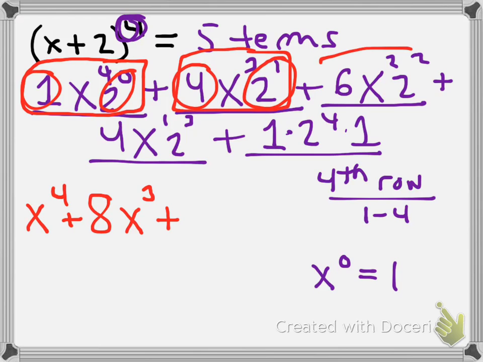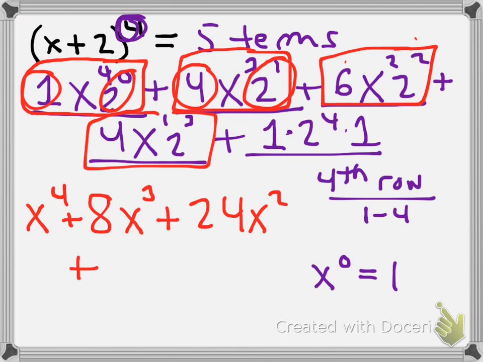Plus, this term right here, think about what I have, and I'm multiplying. I have a 6 right here, 2 squared right here. 6 times 2 squared, 6 times 4 is 24. So I have 24x squared. Okay. Plus, this blank right here. I have a 4 sitting here. I have 2 cubed sitting here. That's 4 times 8. That is 32. X to the first, just 32x. And finally on this blank, the only thing I have is 16.